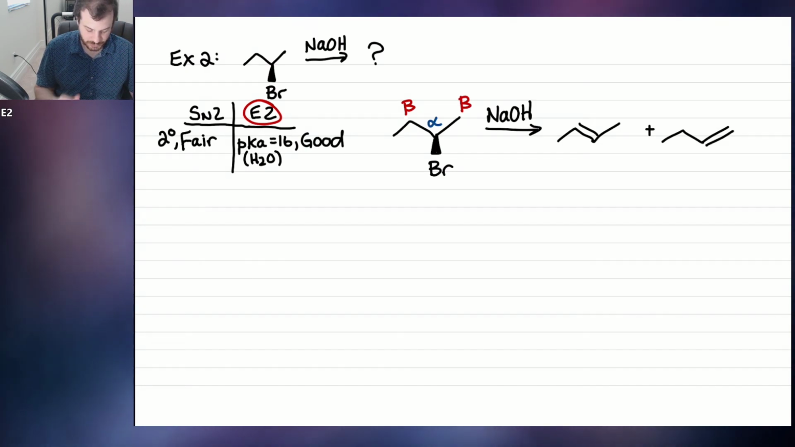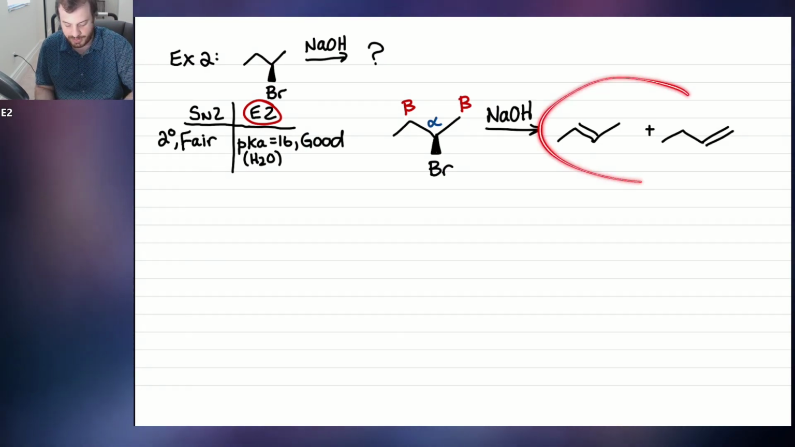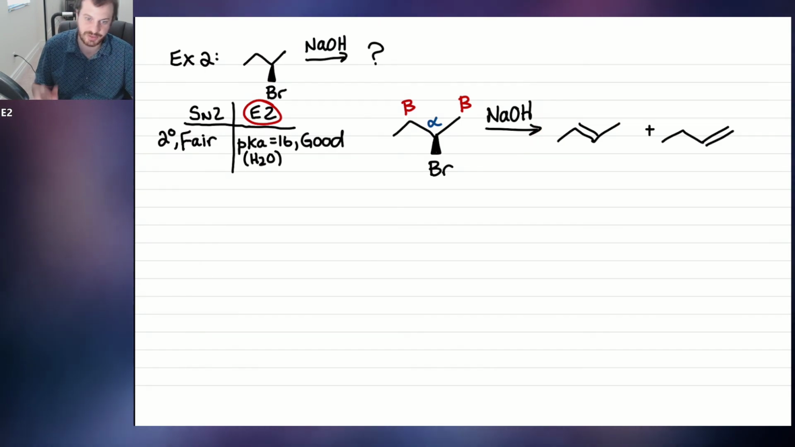All right. So that's the E2 reaction. Now, it'll turn out that one of these products is favored over the other. It's a major product. We'll talk about that next time. Now let's take a look at example 3.